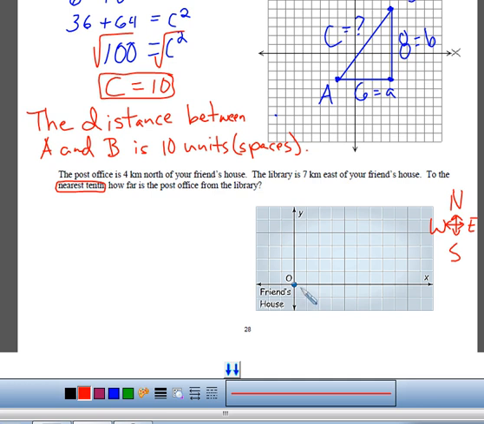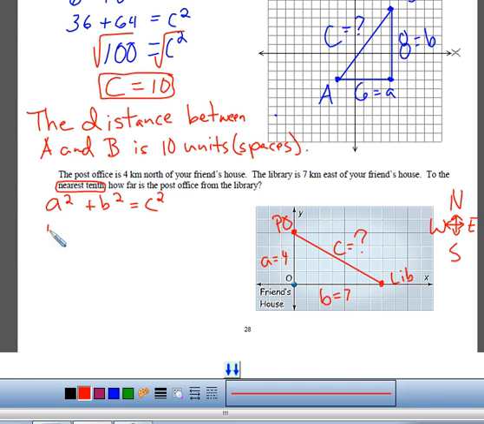So, 4 kilometers north, so each space counts as a kilometer. So 1, 2, 3, 4, put a point, and that's the post office. The library is 7 kilometers east, so 1, 2, 3, 4, 5, 6, 7. There's the library. We want to find the distance between them, or how far apart they are. So this space right here. So, obviously, we have our A is equal to 4, our B is equal to 7. Now we need to find our C. So, A squared plus B squared equals C squared.